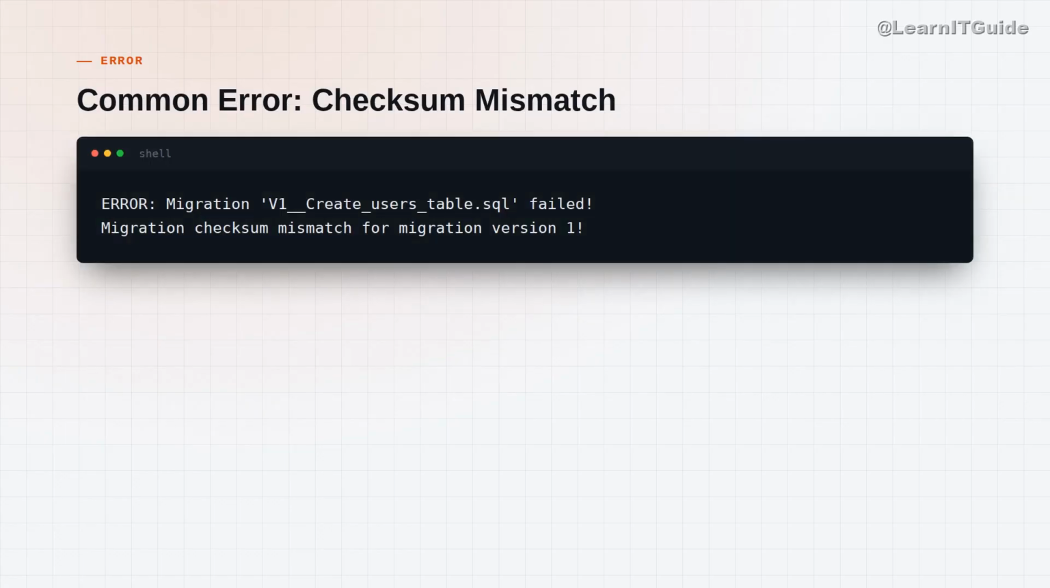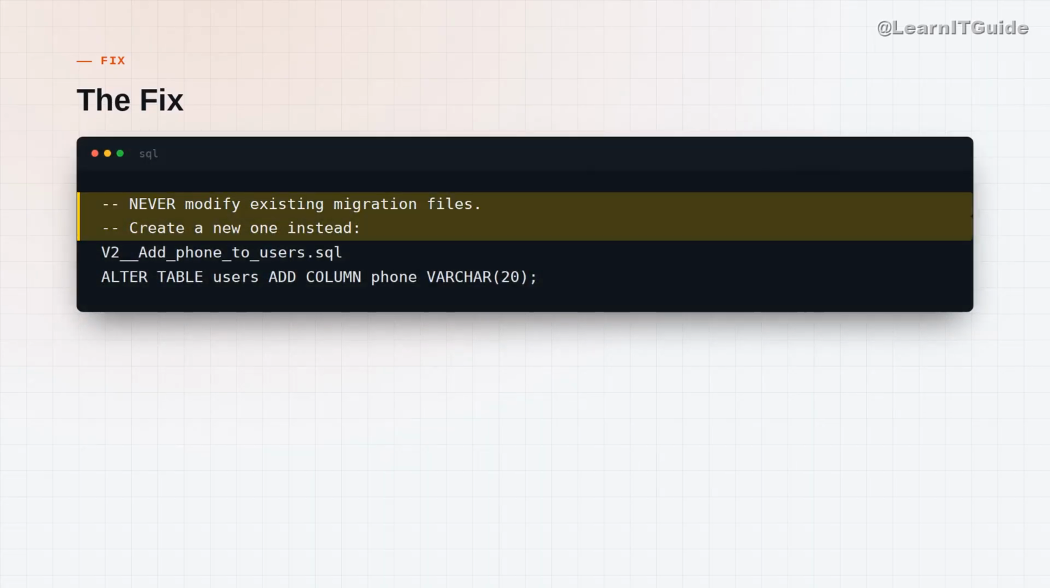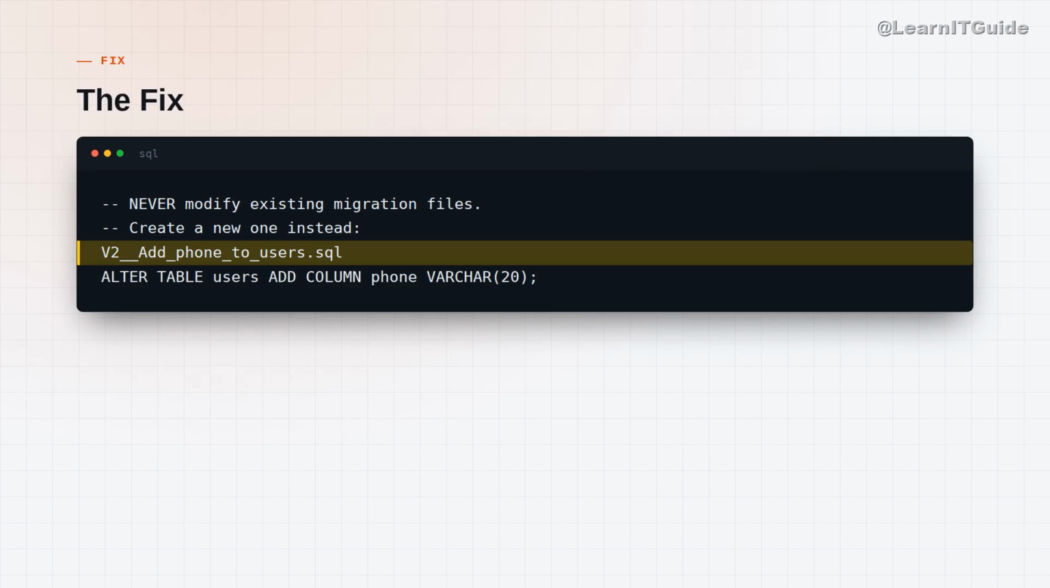What happens if you modify a file that has already been applied? You get a checksum mismatch error. Flyway calculates a hash of the file content. If you change a script after it runs, Flyway blocks the migration to prevent data corruption. The fix is simple. Never edit old migration files. If you need a change, create a new version file. Treat migrations as immutable records of history. That is the key point.